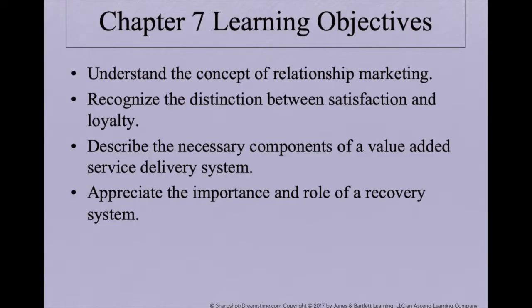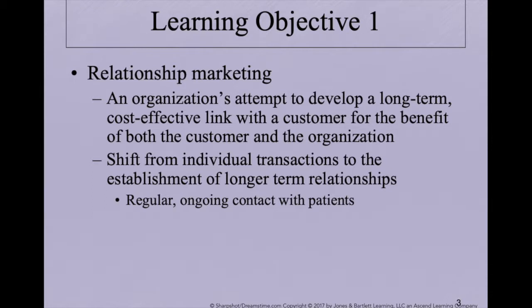The learning objectives of Chapter 7 are to understand the concept of relationship marketing, recognize the distinction between satisfaction and loyalty, describe the necessary components of a value-added service delivery system, and appreciate the importance and role of a recovery system. First, relationship marketing is defined as an organization's attempt to develop a long-term, cost-effective link with a customer for the benefit of both the customer and the organization.